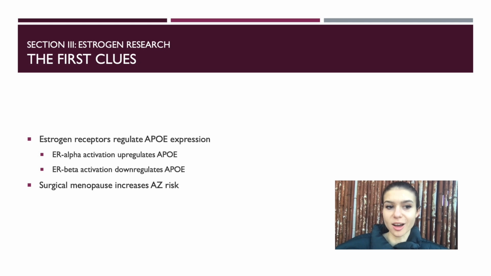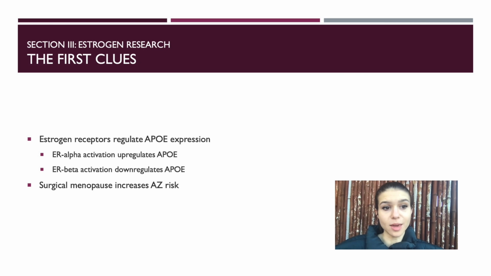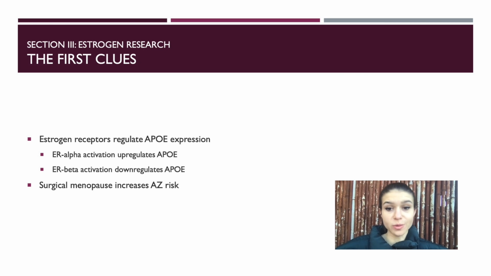The first study I want to talk about is by Wang et al. So this group looked at the effects of activating estrogen receptors alpha and beta in rat hippocampi on ApoE expression, and they found that estrogen receptor alpha activation increased ApoE expression, but estrogen receptor beta activation decreased ApoE expression. So given ApoE's relationship with Alzheimer's, this finding made estrogen receptors kind of an interesting topic in the Alzheimer's field.